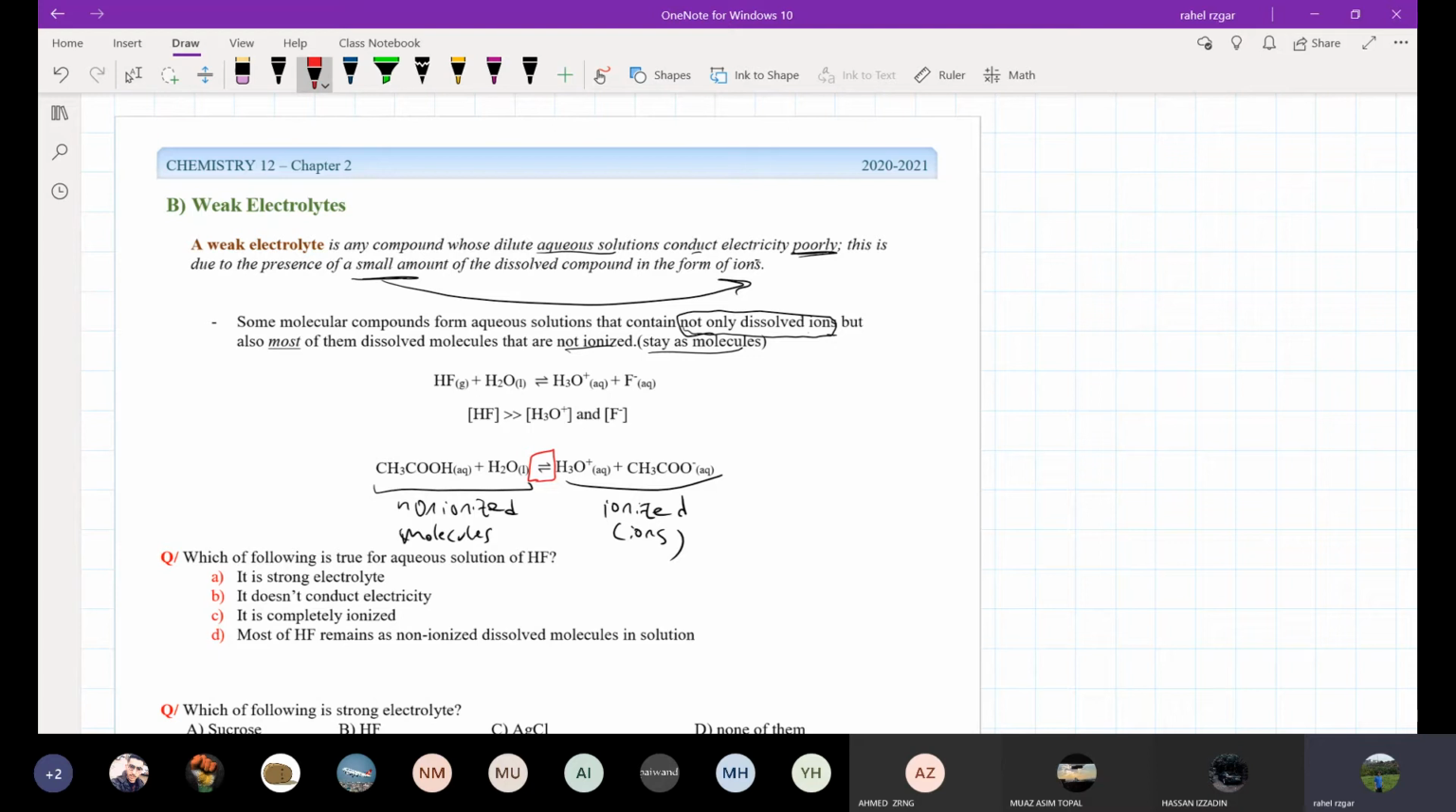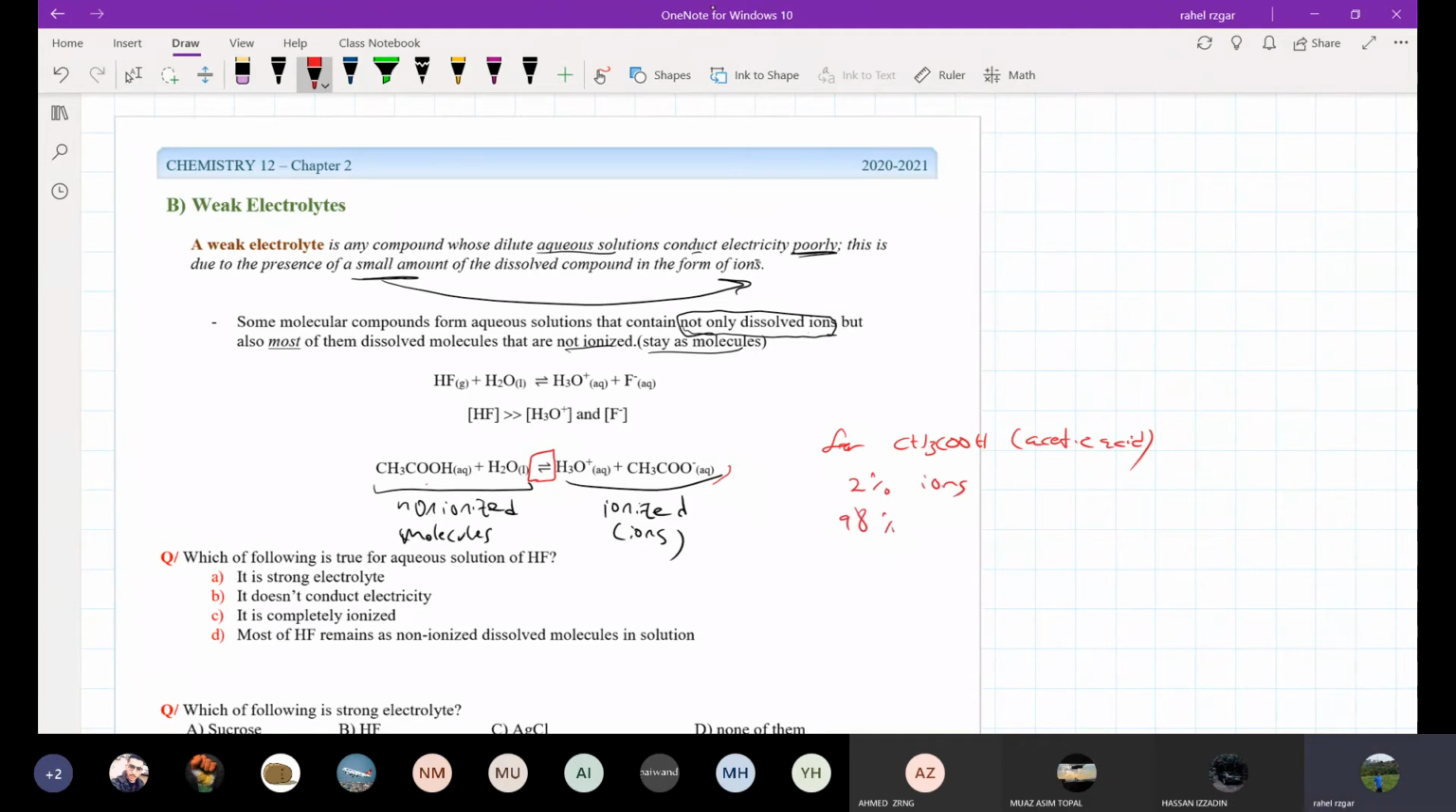The change is constant, but the ratio will remain the same. For example, for acetic acid, I think it's 2%. 2% become ions, for example, for CH3COOH, which is acetic acid. All right, 2% become ions.